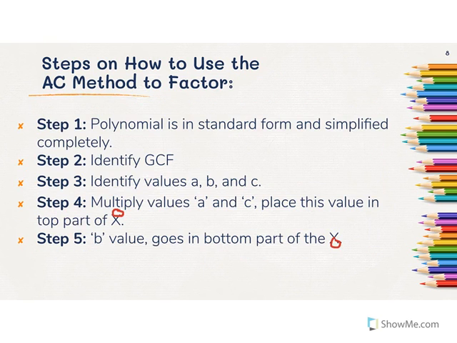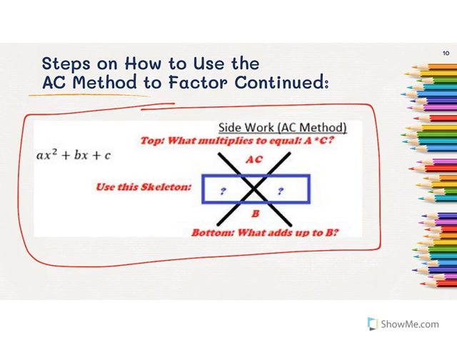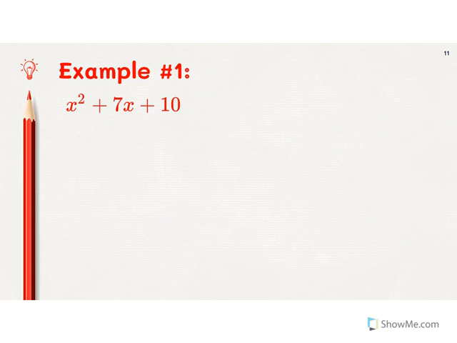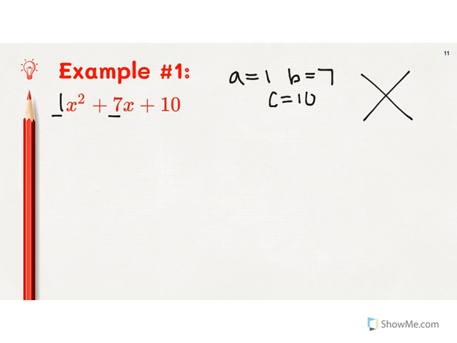If we look at step number 3, we are going to identify our A, B, and C values, and then step 4, we're going to multiply our AC and then bring down our B value. So let's go through and do that. This is going to be side work over here. We're going to just draw our X over here. So we have A equals 1, B equals, remember your invisible 1, we're only writing the number 7, and C equals 10. So those are all my numbers. I identified my A, B, and C.